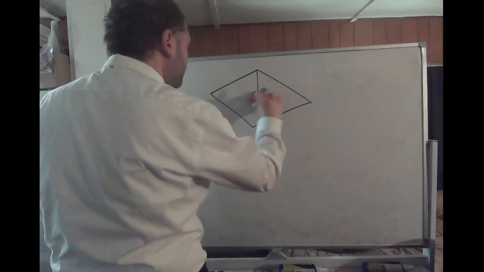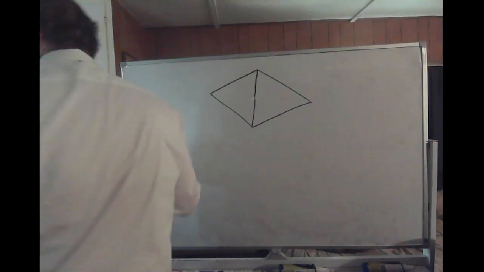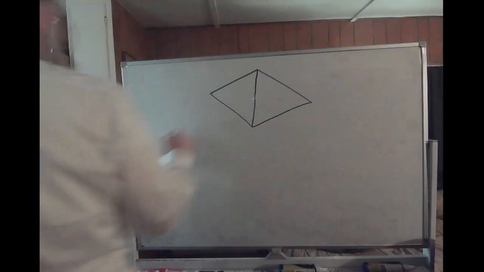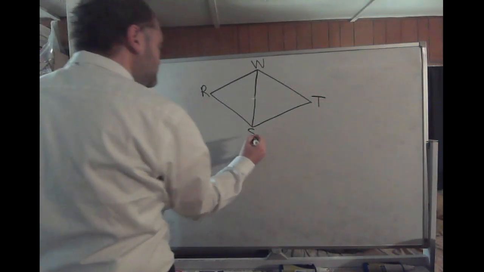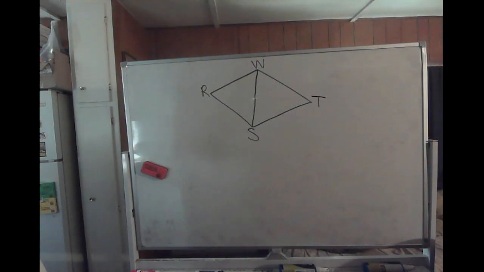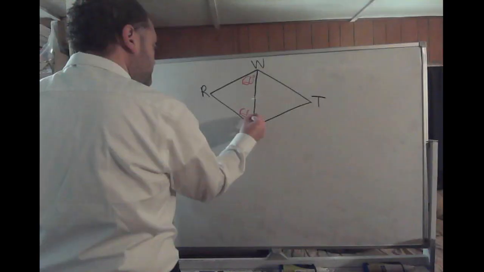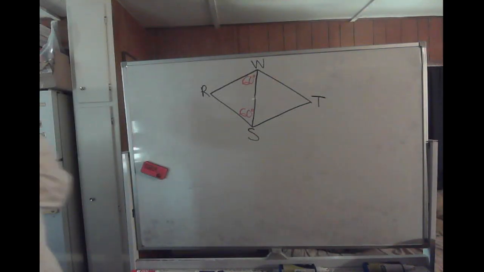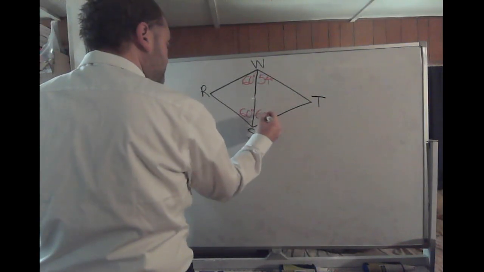Not the best drawing I've ever done, but we'll get it. There we go. RWTS. Alright, what else are we given with this? This is also 60. This is 54. This is 65.